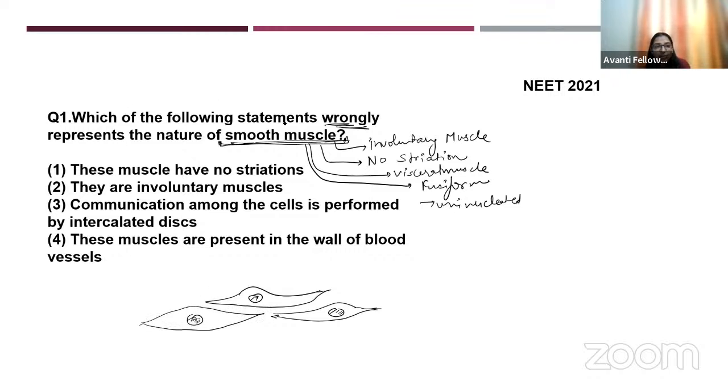And the question is saying, which of the following statements is wrong about the smooth muscle? These muscles have no striation. Yes, it is true. These are involuntary muscles. Yes, it is true. Communication among the cells is performed by intercalated disc. No, this is wrong, because intercalated disc is a feature of cardiac muscles. Remember, the cardiac muscles are branched.